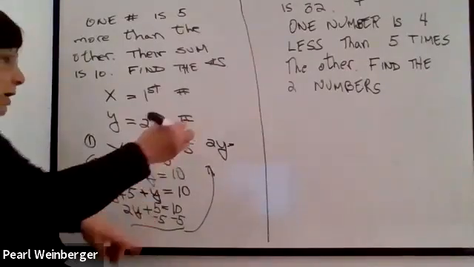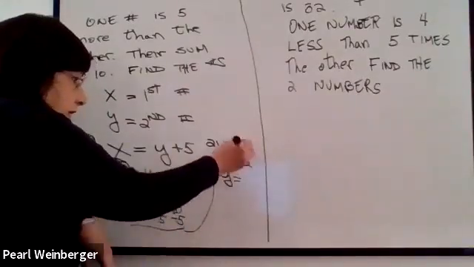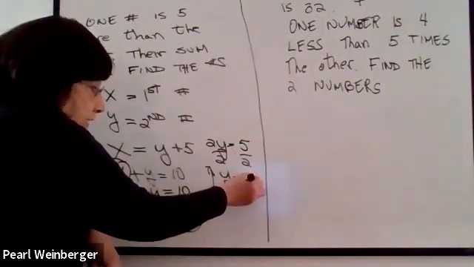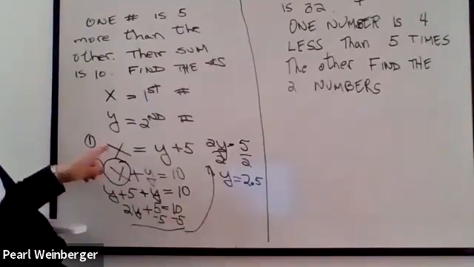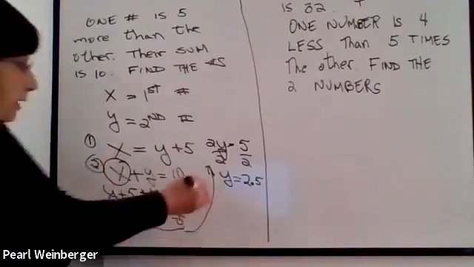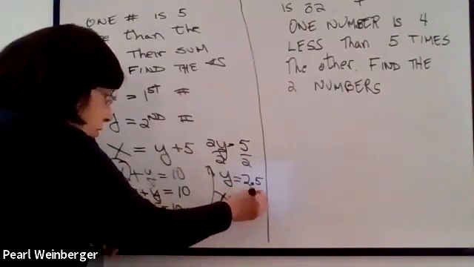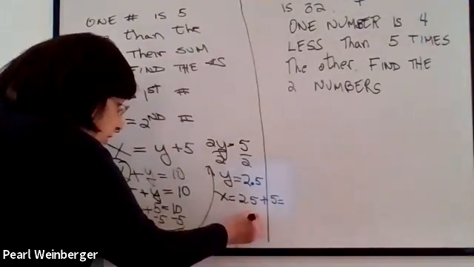Okay, I'm getting 2y equals 5. And if I divide by 2, I get y equals 5 divided by 2. I'm going to use my decimals, 2.5. The first number I got was 2.5. Now, how am I going to find the second number? My x is the y, 2.5, plus the 5, which gives me 7.5.